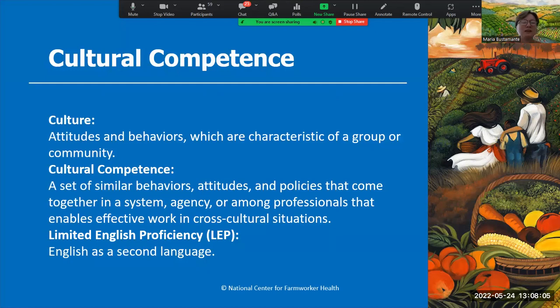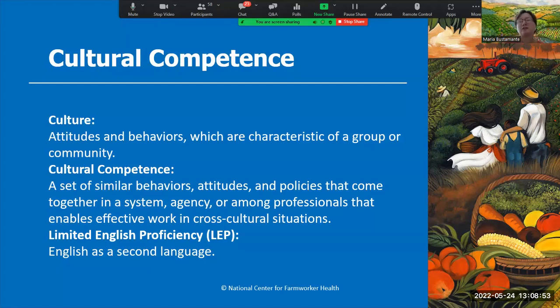So we're gonna dive a little bit more into each of the components, a couple of them, and we're gonna be talking about cultural competency. So with culture, we're referring to the attitudes and behaviors, which are the characteristics of a specific community. By acknowledging them, we're being attentive to that cultural aspect of our patients. And a set of similar behaviors, attitudes, and policies that come together in your health center or among your professional team will enable effective work in cross-cultural situations.